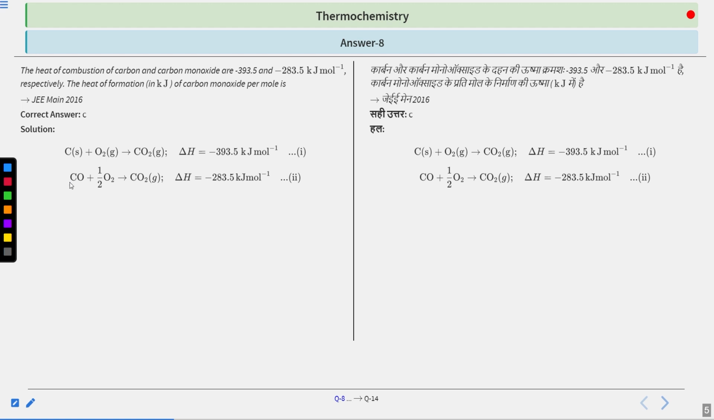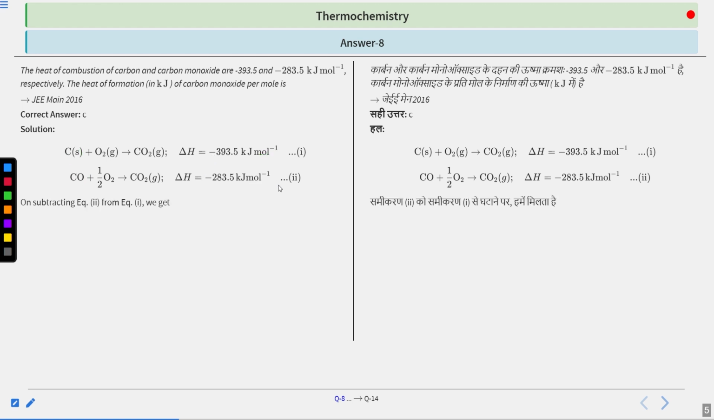Now next, the combustion of carbon monoxide, CO. Its combustion also produces CO2, and again its heat of combustion is given, which is minus 283.5 kilojoule per mole. Remember that you have to keep the coefficient of the substance undergoing combustion as 1, because this value is per mole. Now you have to do the subtraction and addition such that you get the equation for the formation of carbon monoxide.